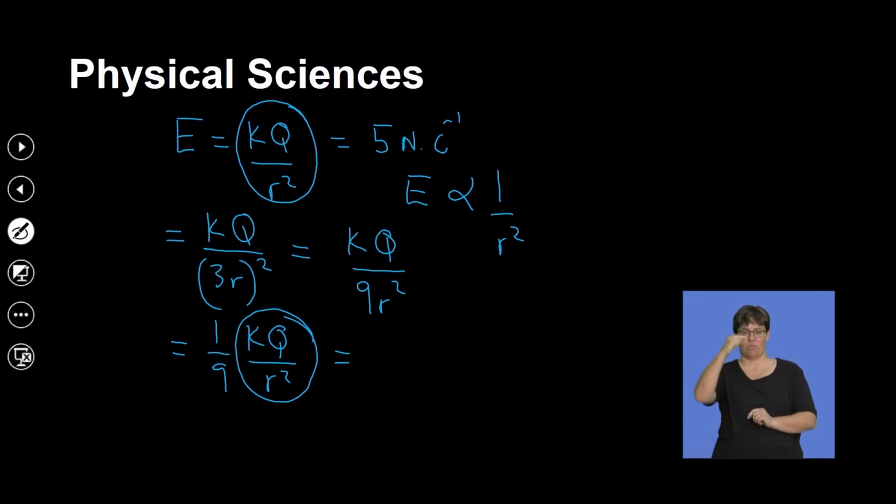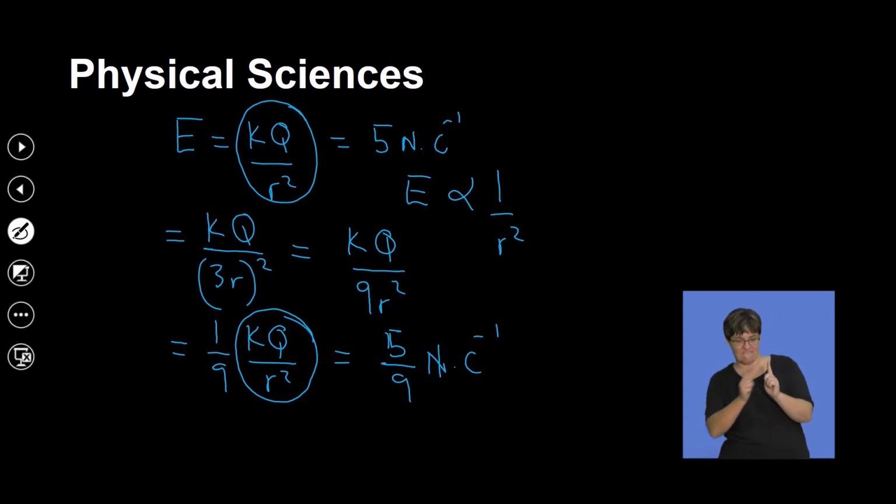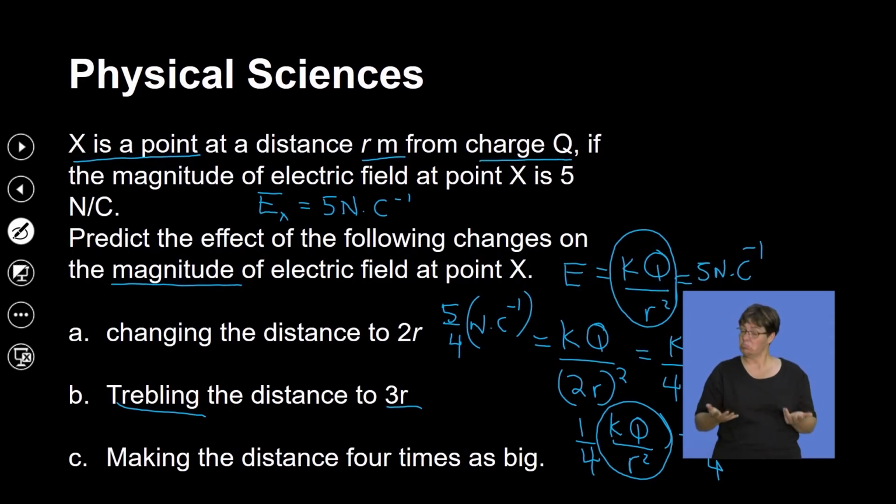Then this reduces to 1 over 9, which is 5 over 9 newtons per coulomb, okay? So this is the new magnitude of electric field at a point, which is actually less than when we double the distance. So if we go back to that question and ask, what is the magnitude? It's 5 over 9, right? 5 over 9 newtons per coulomb, that's the magnitude. We didn't say anything with respect to the direction.